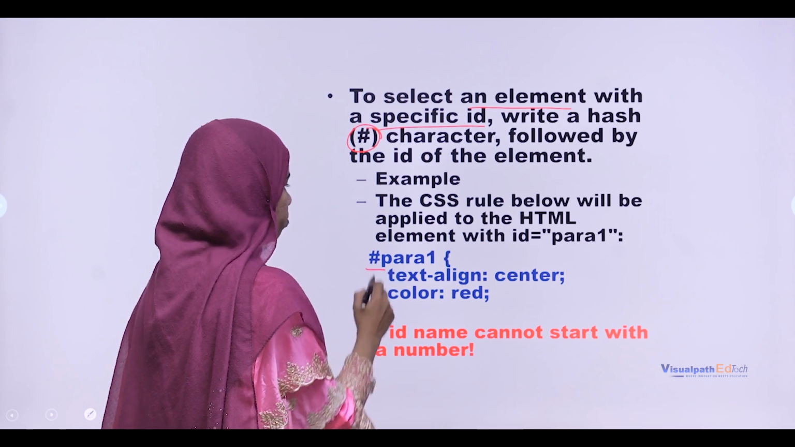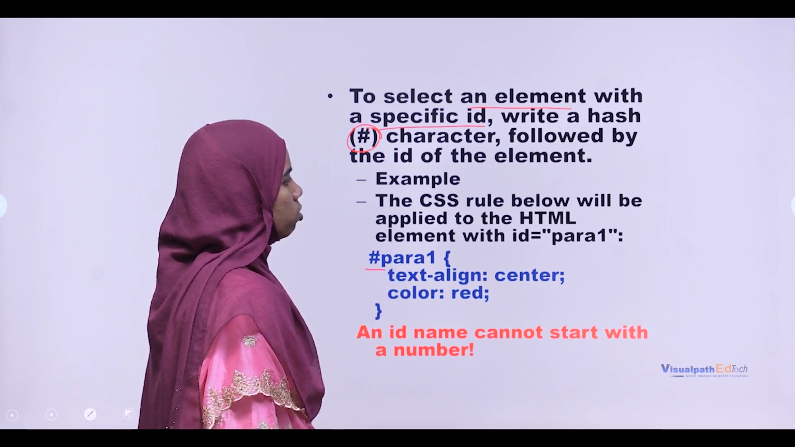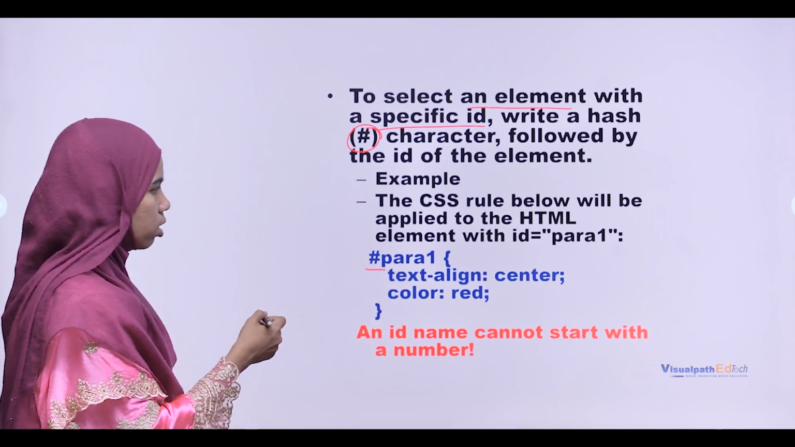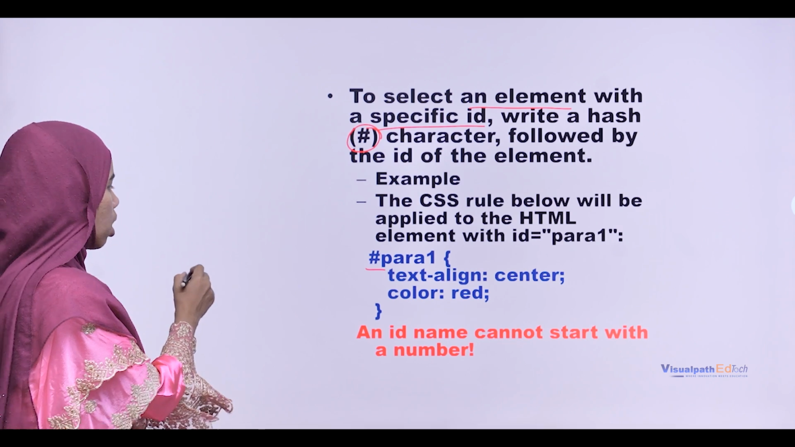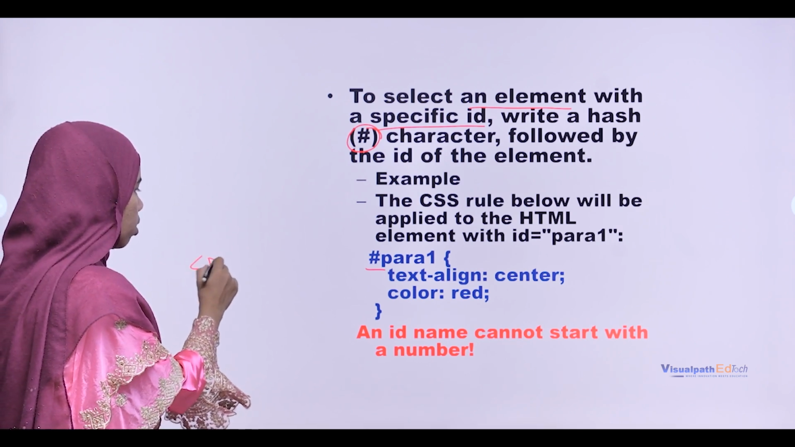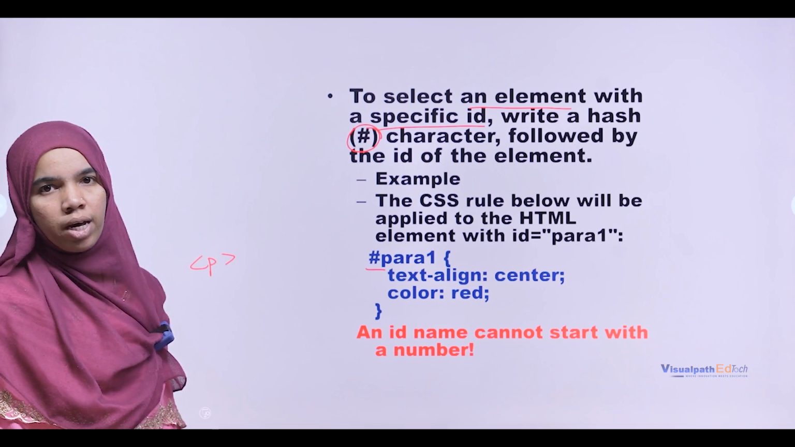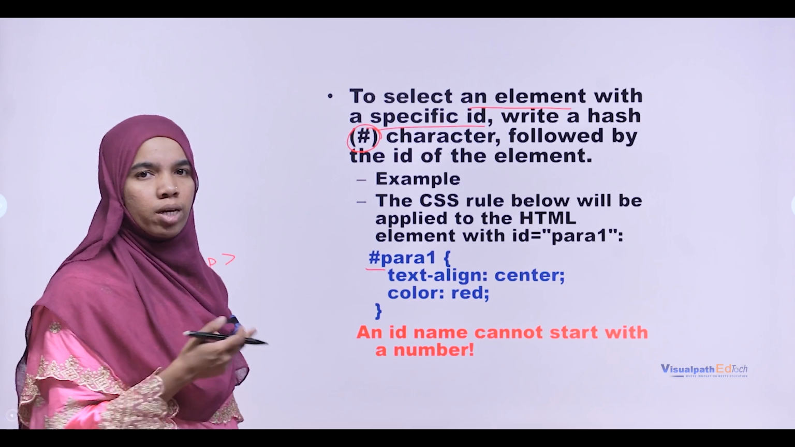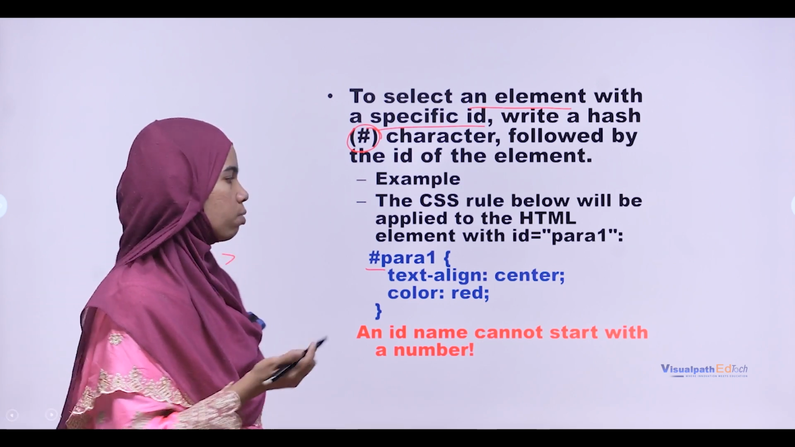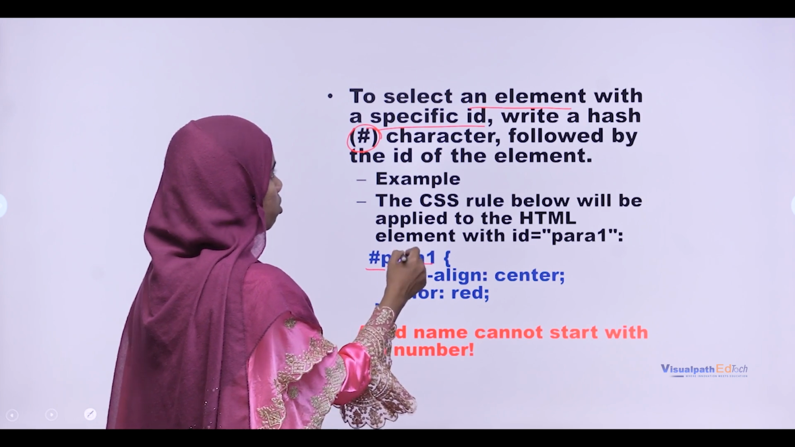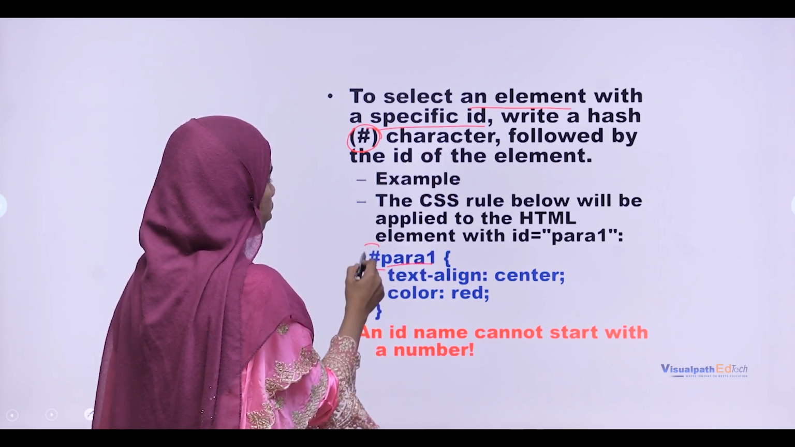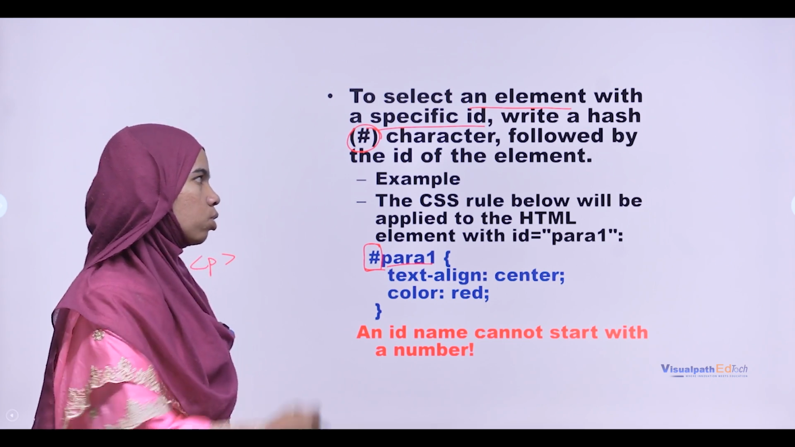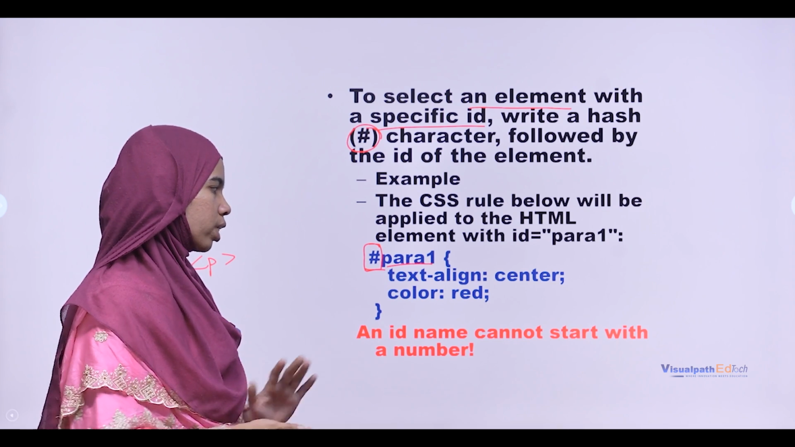For example, here, if you're using para as my ID, I'm using this para as my ID for the P tag. Inside my paragraph tag, we are using para as my ID. The name of the ID we have used is para1. If you're using IDs, at that time we need to prefix it with a hash symbol, or hash character, followed by the ID. So this is the rule that you need to follow.